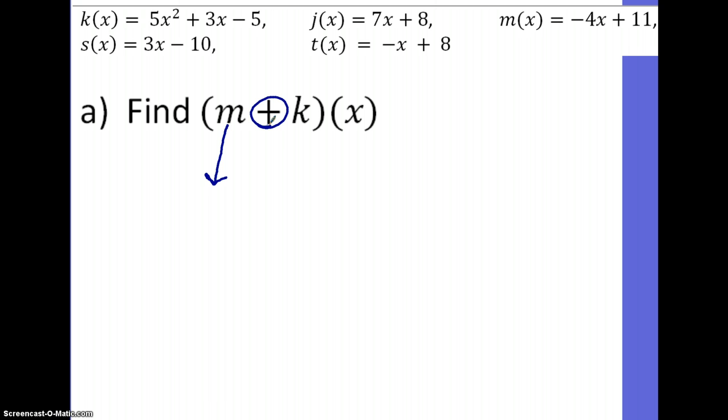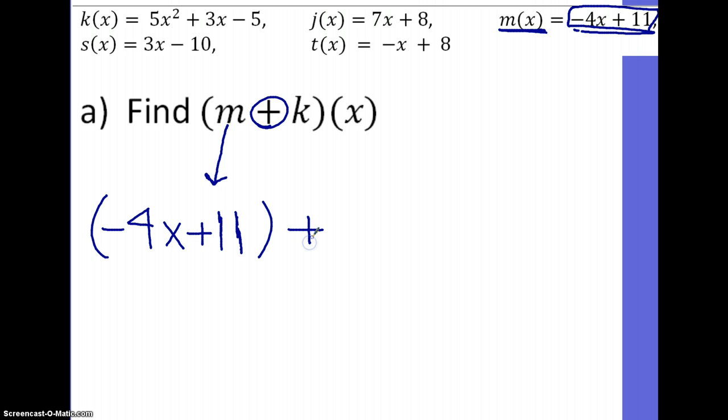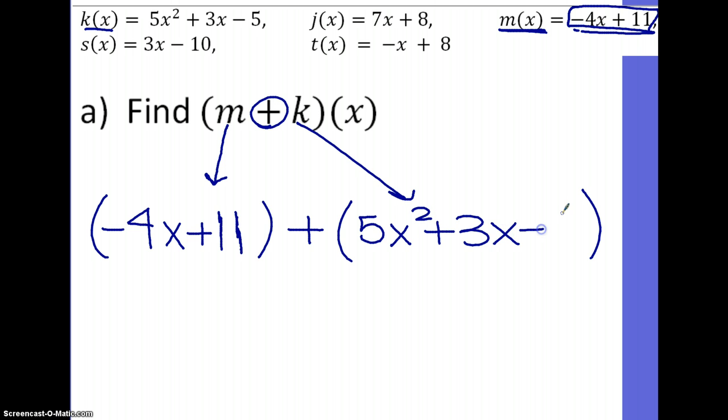So we're going to take function m, which is over here. We're going to take that function, negative 4x plus 11, and we are going to add it to function k. Function k is up here. We've got 5x squared plus 3x minus 5. So the next step is we need to decide, do we need these parentheses still?